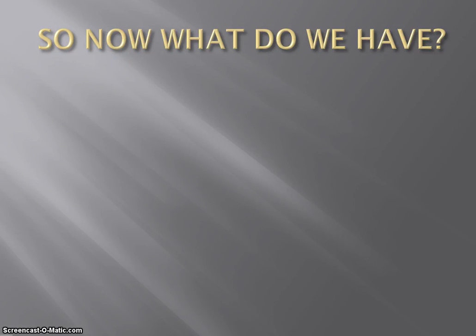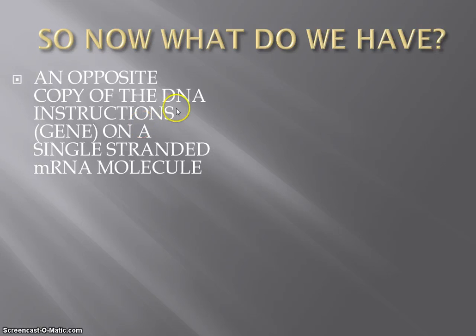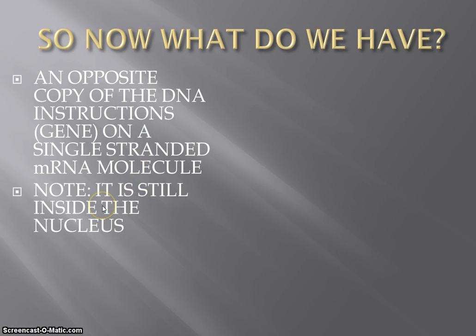So now that we left off last with transcription, we have to pause to take a look at what we have now that we're done with transcription. Remember that we have left our DNA inside of the nucleus, so what we have is a copy of instructions that are alternate complementary opposites of what was in the DNA. Now remember, we were not copying the entire DNA strand, just one gene.